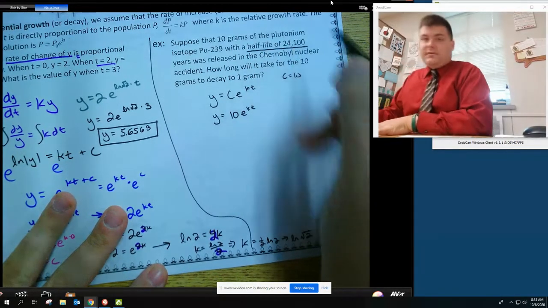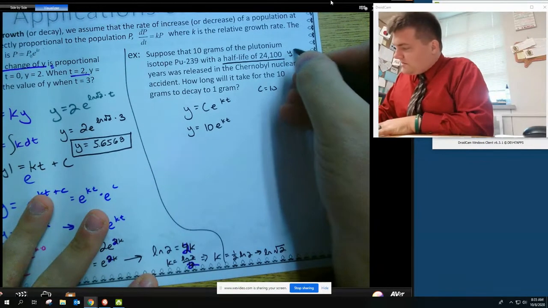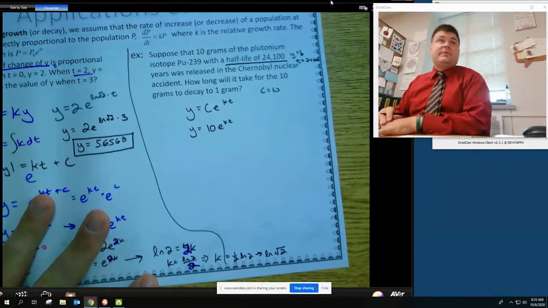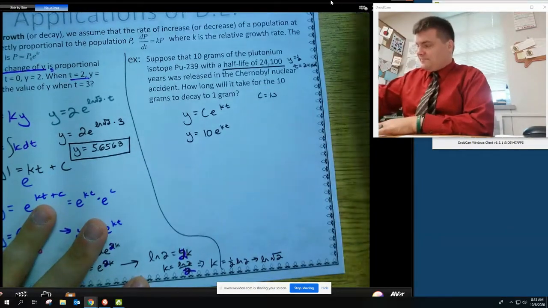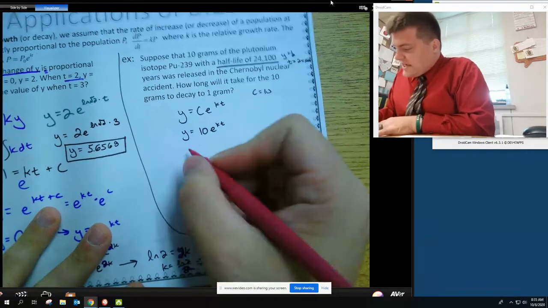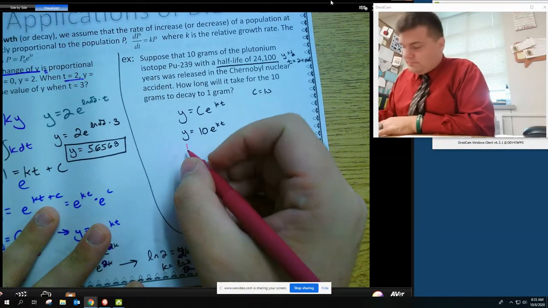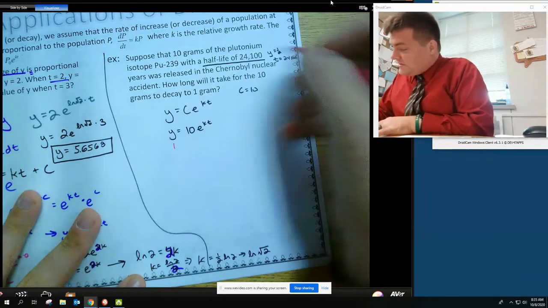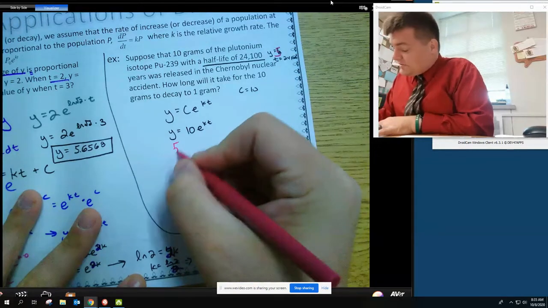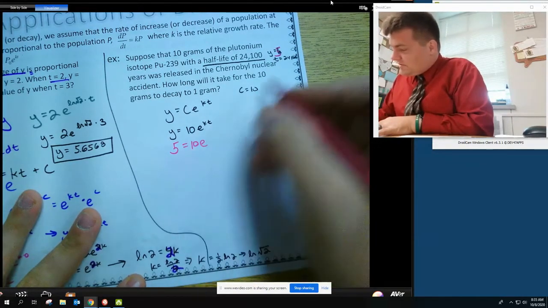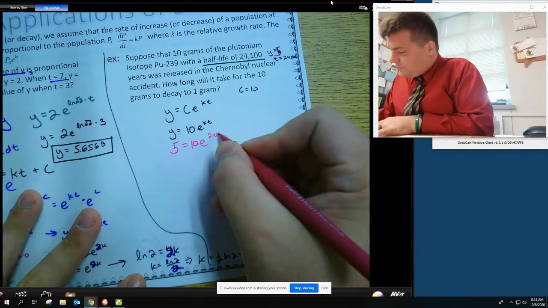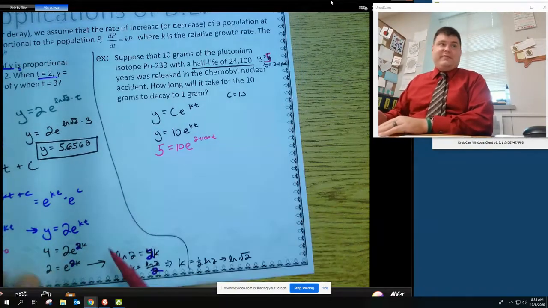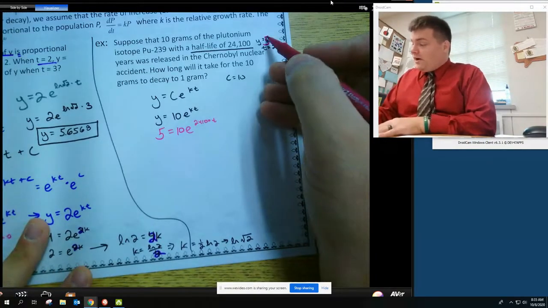Now, I actually need to solve for my k value, and that's where this information is going to come in. Half-life 24,100. Half-life means that y is going to be half of the initial amount when t is 24,100. So I'm going to plug in those values so that I can solve for k. Actually, sorry, y is not 1/2. Half of 10 is actually 5. So y is 5 because it's half.